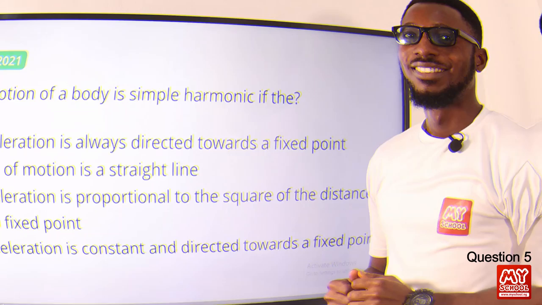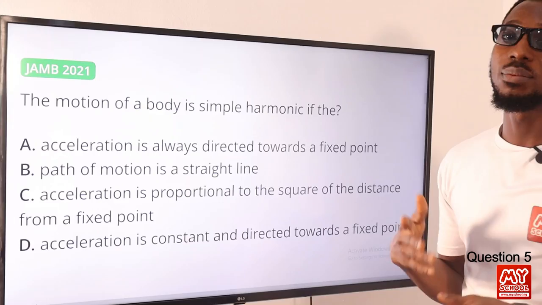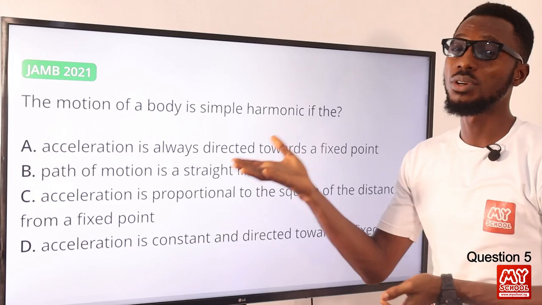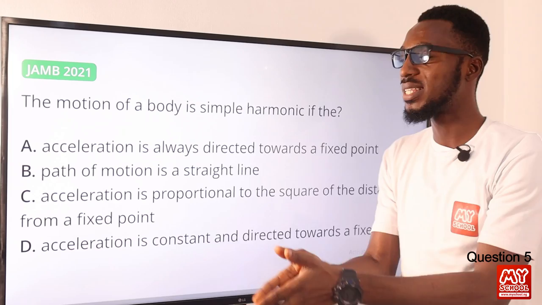Number 5. The motion of a body is simple harmonic if what happens? When you talk about SHM, simple harmonic motion, you are talking about the periodic motion of a body along a straight line, such that the acceleration of this body is directed towards the center of the motion or towards a fixed point, and is also proportional to its displacement from that point.